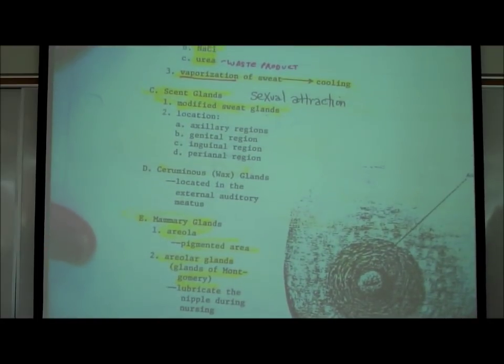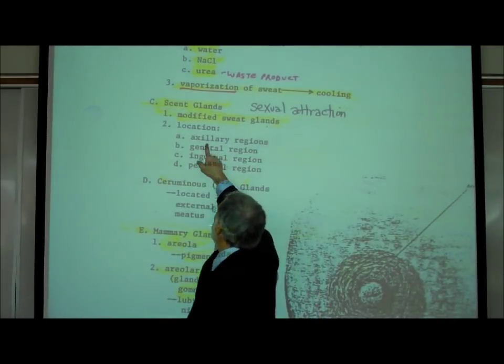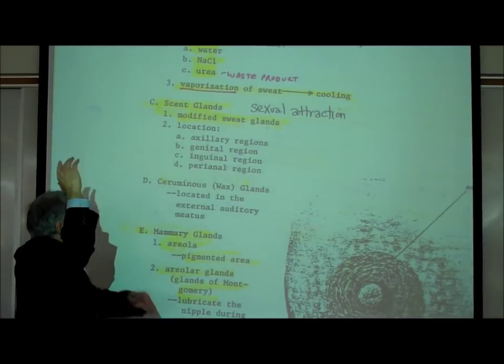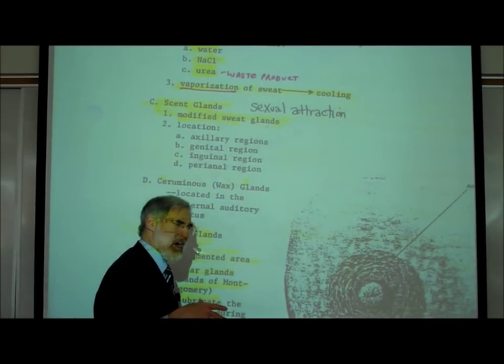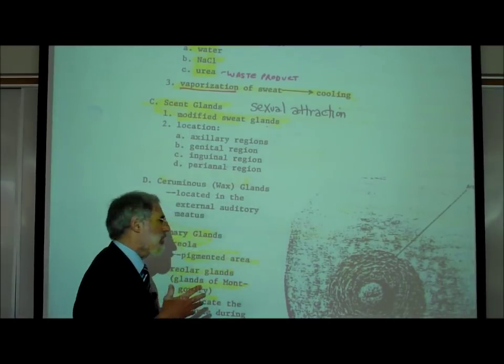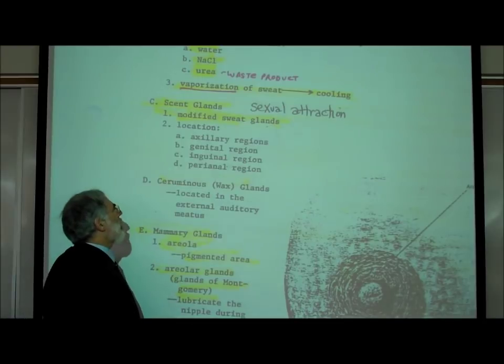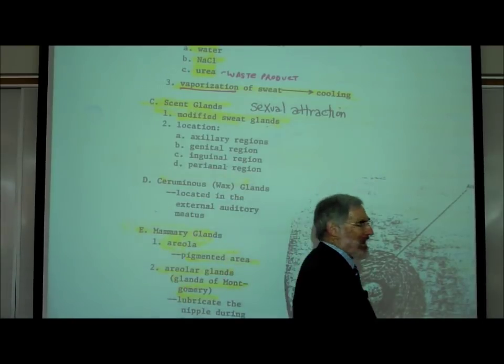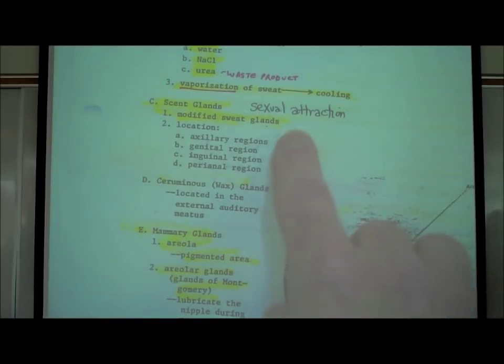Now, another type of gland in our skin are scent glands. Scent means smell or odor. And as far as where they are, they're around under our armpits. These are kind of modified sweat glands that also secrete chemicals that create a smell or odor. They're in the genital area, in the inguinal or groin area, and around the anus, the perianal area. Now, the original purpose for these scent glands is sexual attraction.